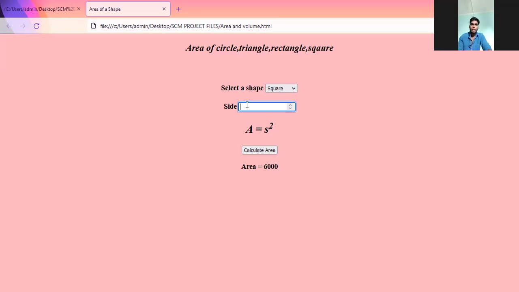Coming to the square, the area is side square. If we give the side value, we will be calculating the area of the square. And for the rectangle, the formula for the area is length into width. If we give the length and width values, we will get the area of the rectangle.